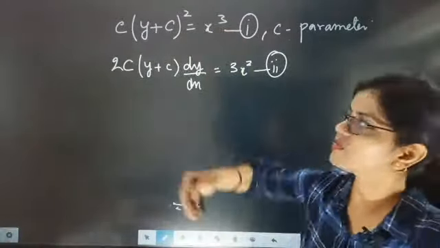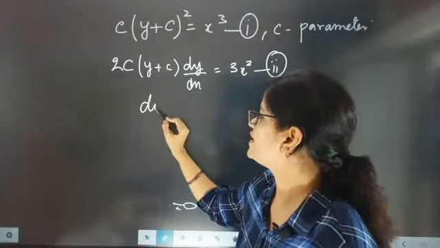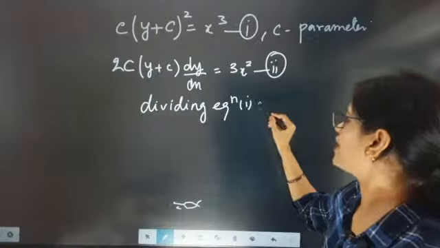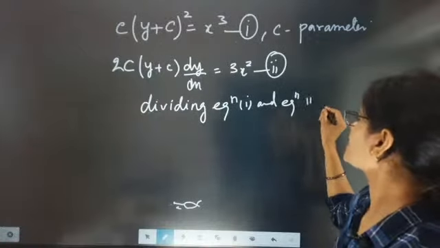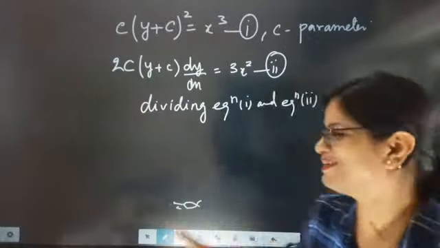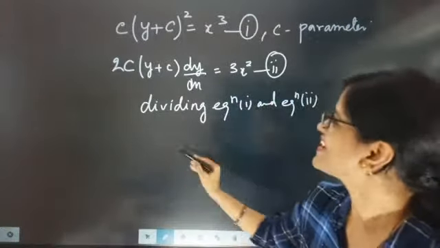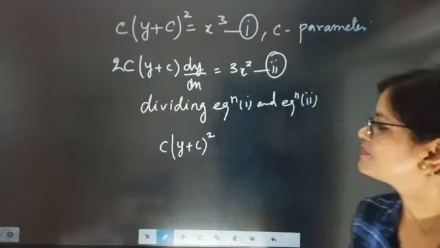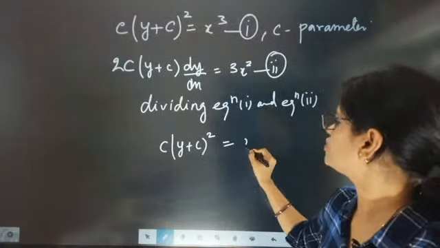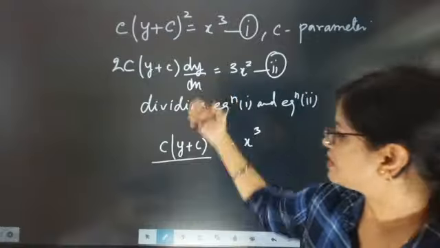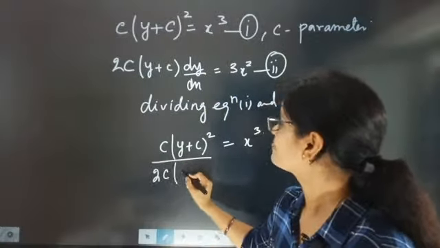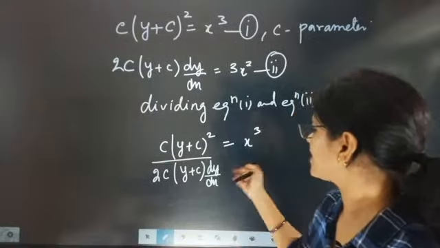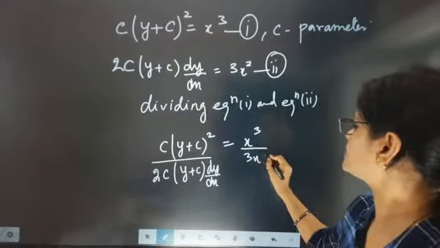Now divide equation 1 and 2. So what I am going to do is divide equation 1 by 2. In Hindi this is called applying componendo-dividendo to remove the parameter. So here you do one thing: c by 2c, (y plus c) whole square by x cube is there. Down there, we write 2c (y plus c) dy by dx, and on this side the differentiation means 3x square is there.